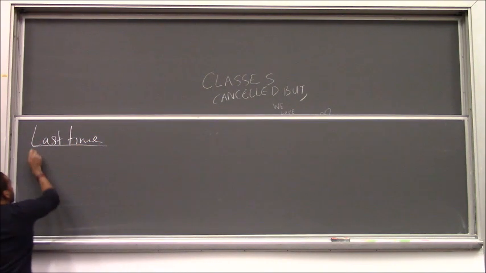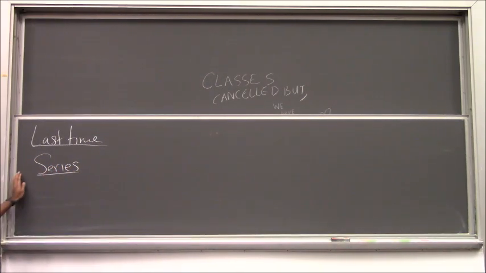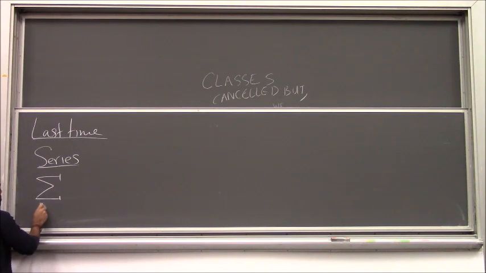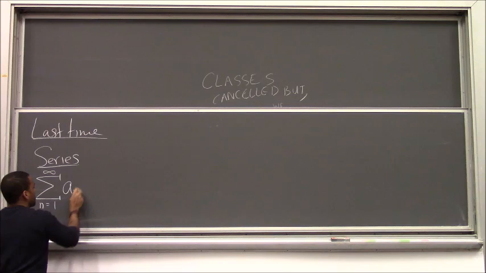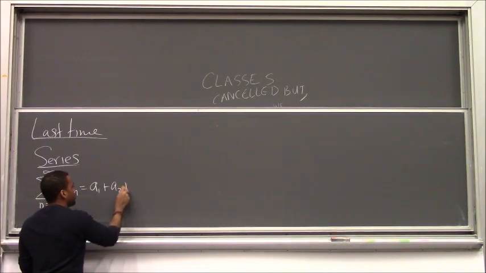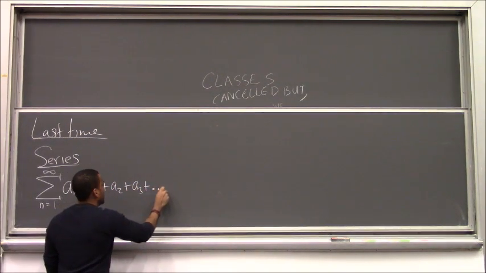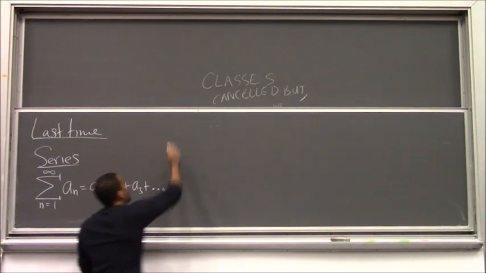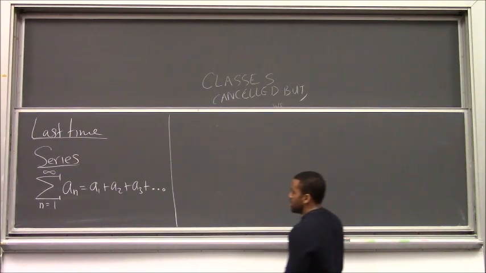Last time, we learned about series. Series were just the sum of the terms of a sequence. The ones we care about were infinite series, and they would look like this, for example: a1 plus a2 plus a3 plus... So we're just adding up an infinite number of things where each thing is given by some formula when you plug in n equals a certain number. So that's what we're looking at.